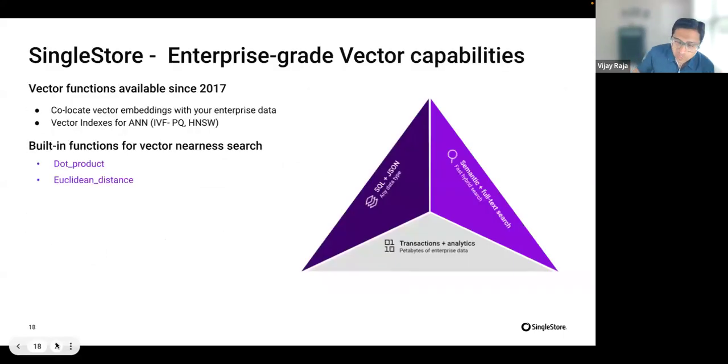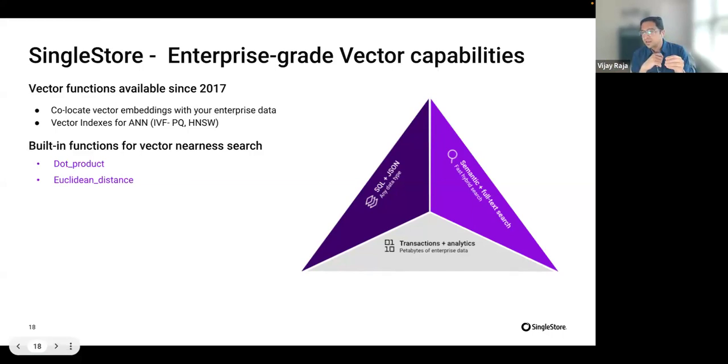But one thing I wanted to address, given the day and age we are living in, is the vector capabilities, right? If you're looking to start on a database, you want to make sure that it is GenAI friendly, or that it enables GenAI applications. So, apart from all the goodness that I talked about, SingleStore has had vector capabilities since 2017, right? The beauty here is that now you can co-locate your vector embeddings along with your enterprise data, along with transactional data, analytical data. You can easily combine vector embeddings with JSON, with SQL, all in a simple SQL query, right?